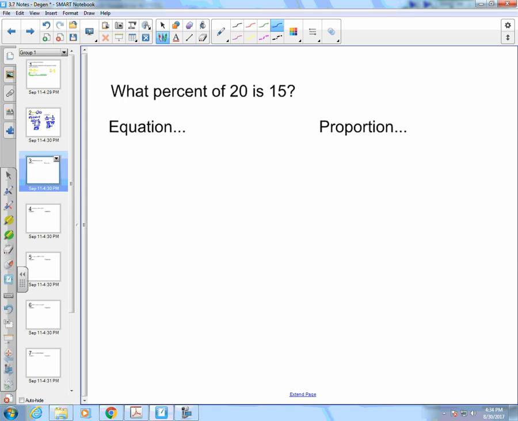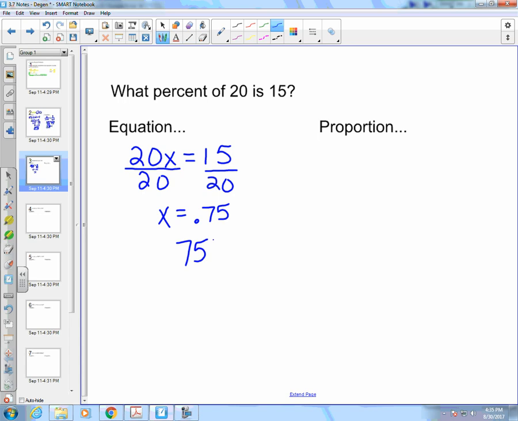Setting it up as an equation, we're doing 20 times x is 15. Divide by 20 on both sides. That gets x equal to 0.75, 75%. Remember to move that decimal point.